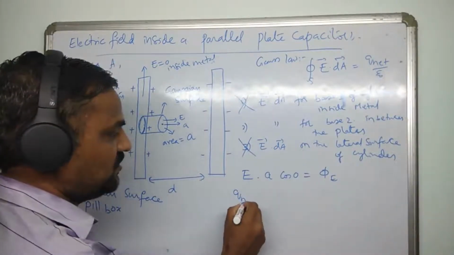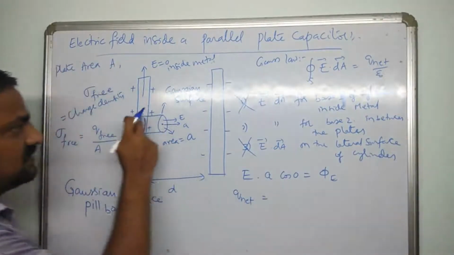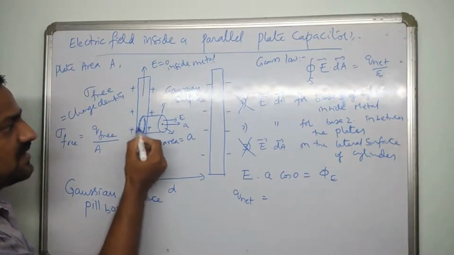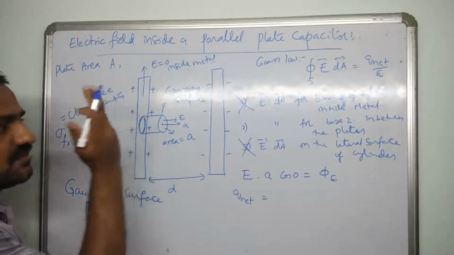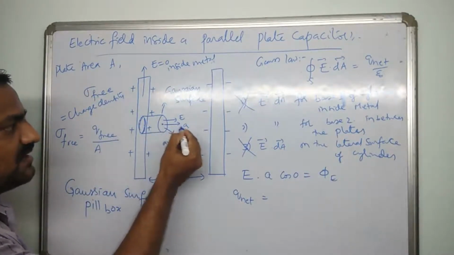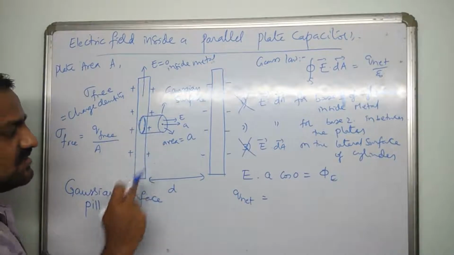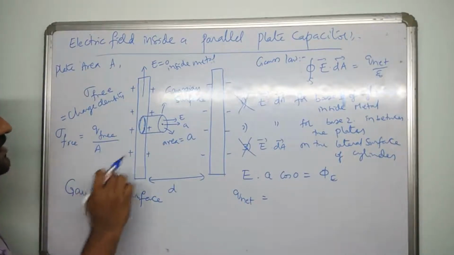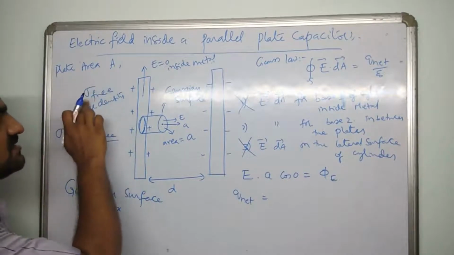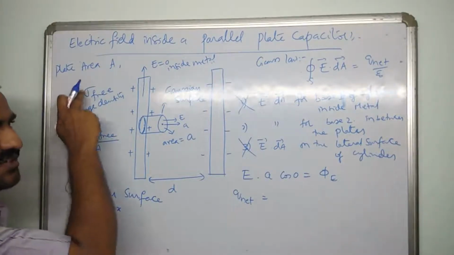In this case, Q net, the net charge inside the box, is only the circular patch on this metal plate. If you imagine the plate this way, the circular patch of area A contains some charge. And what is the charge? Entire plate is having Q free, and the surface charge density is sigma free. Sigma is nothing but charge by area.